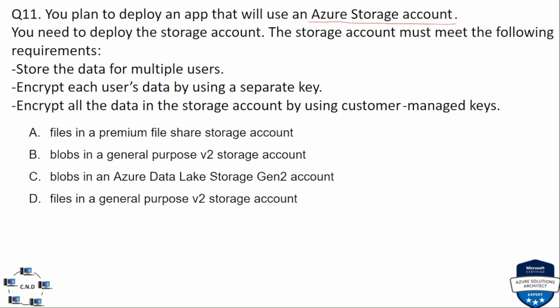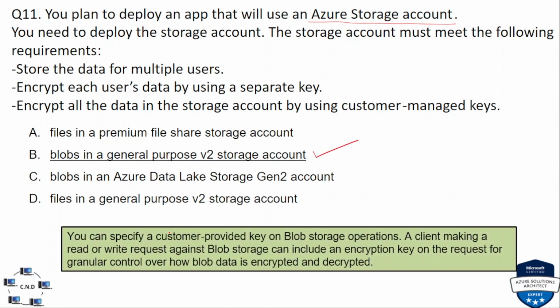Blobs in an Azure Data Lake Storage Gen 2 account, and files in a general purpose v2 storage account. And the correct option is blobs in a general purpose v2 storage account. So you can specify a customer provided key on blob storage operations. A client making a read or write request against blob storage can include an encryption key on the request for granular control over how blob data is encrypted and decrypted.